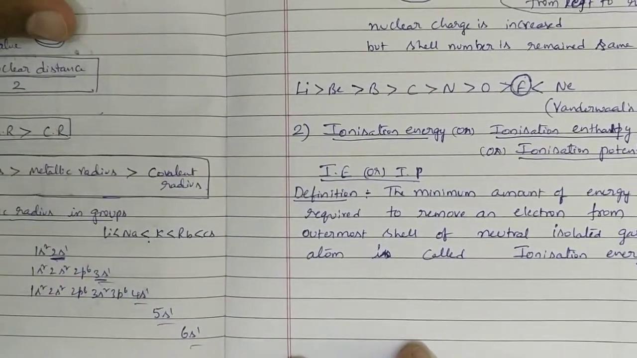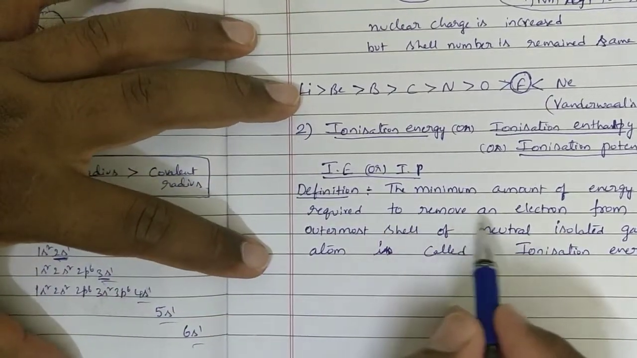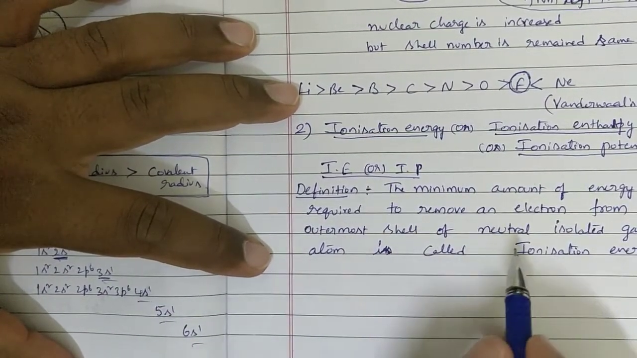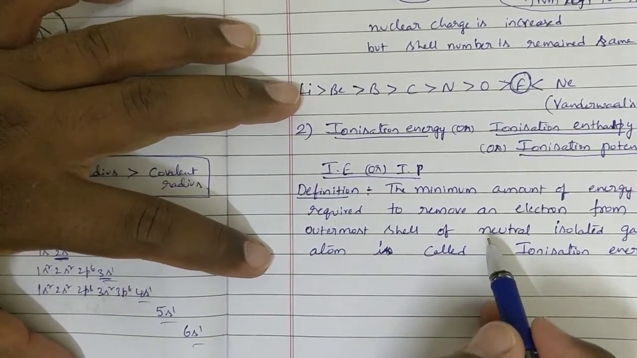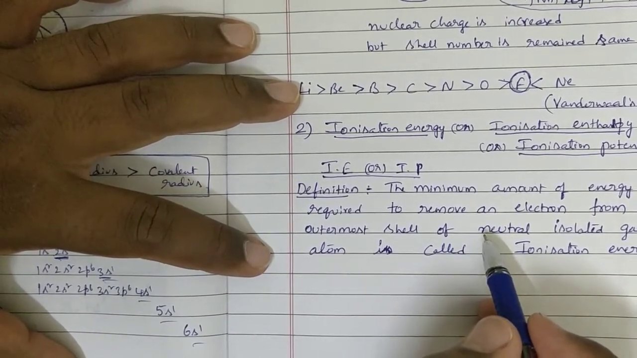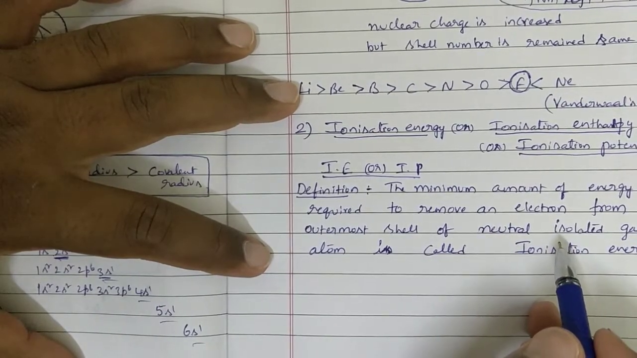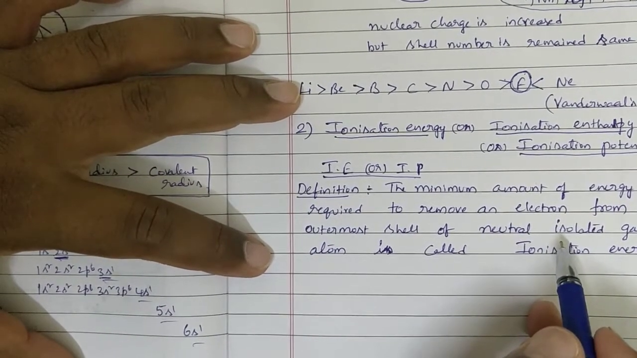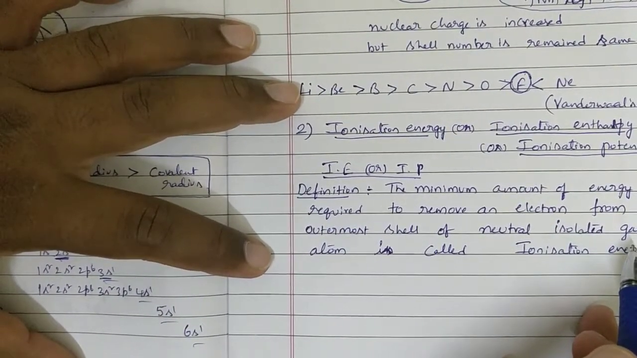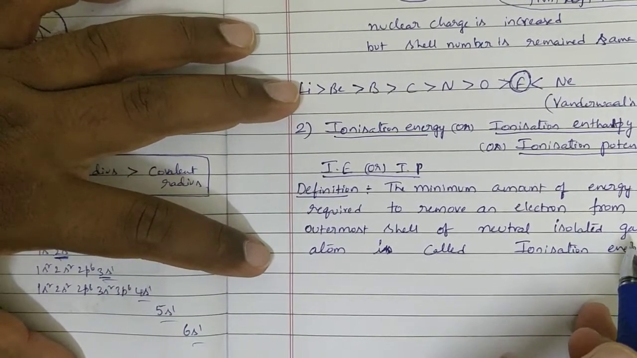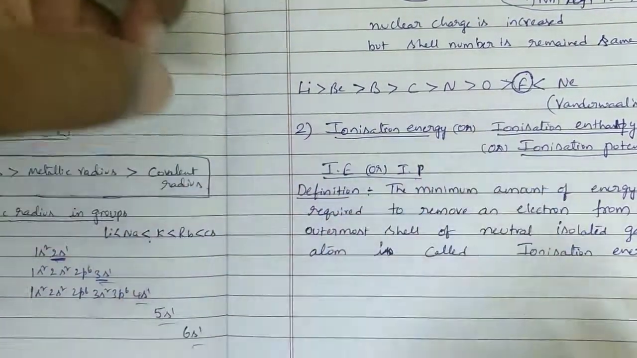First, note down the definition carefully. The definition is the minimum amount of energy required to remove an electron from the outermost shell of a neutral isolated gaseous atom. Neutral means the particle is in a neutral state. It is not carrying any positive or negative charge. Isolated means it is not in a combined state. It should not be in a combined state, and it should be in the gaseous state. Because in the solid state, if you give energy to remove the electron, some amount of energy is wasted in the form of separation of atoms.